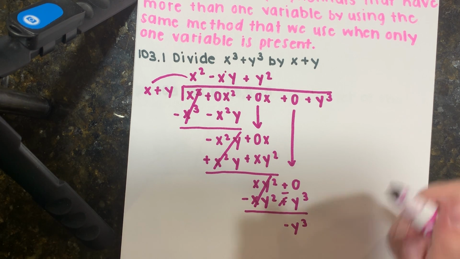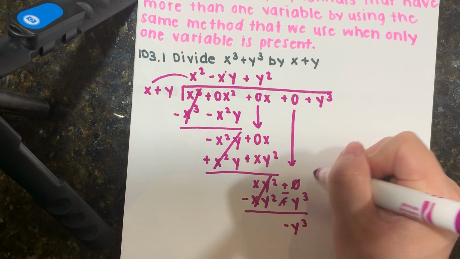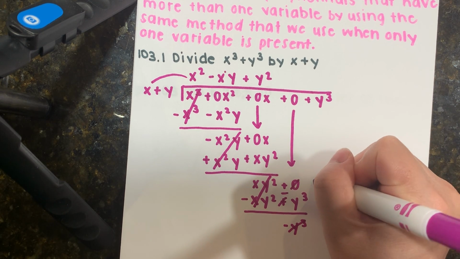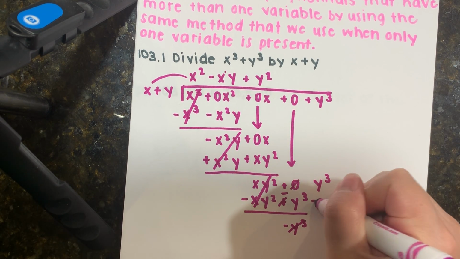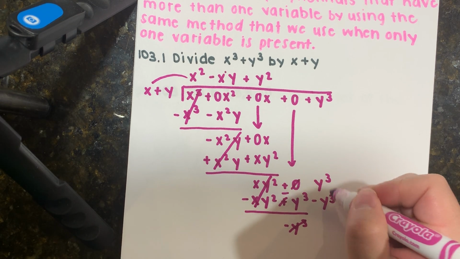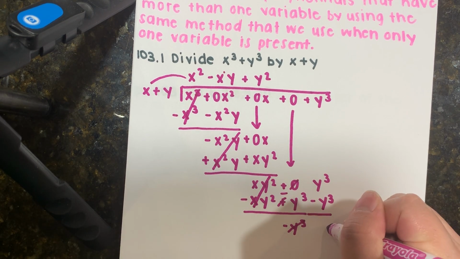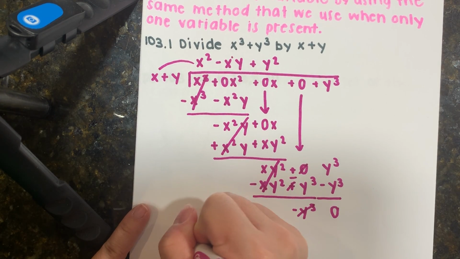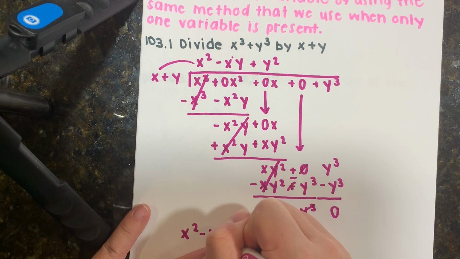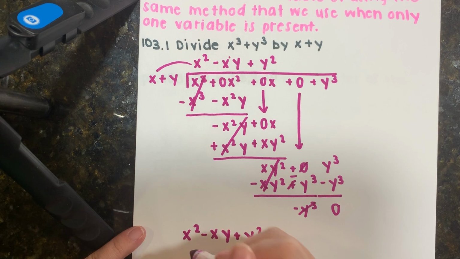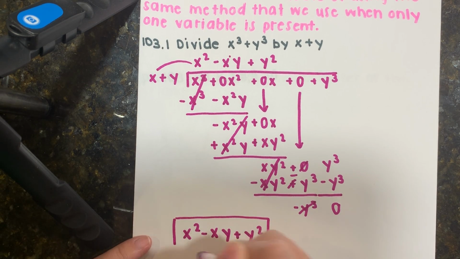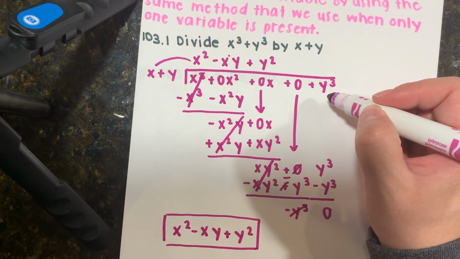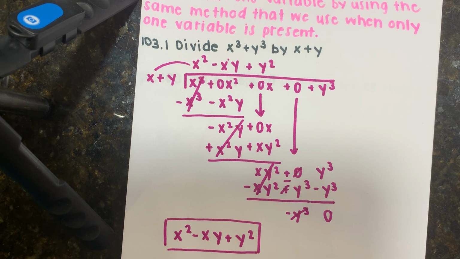Oops. I should have done it from here, sorry. So this would be, my bad, this would be y cubed and then negative y cubed. So y cubed minus y cubed would just be 0. So your answer is going to be x squared minus xy plus y squared. So the only thing is you don't need that lowest power of x, which would be 0. So you stop here, and then you would plug in your y cubed. So I messed up, sorry.